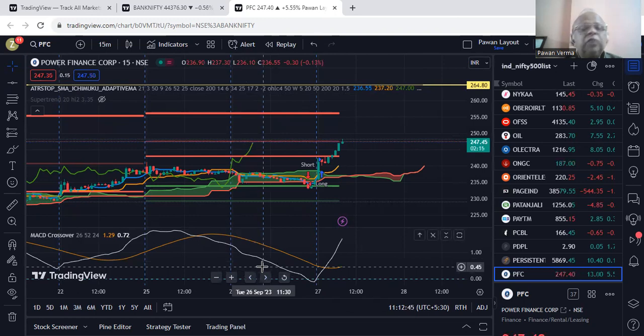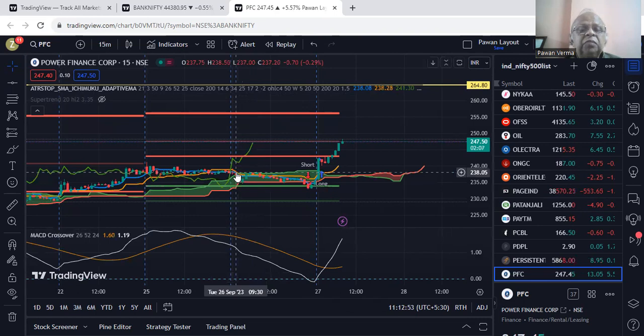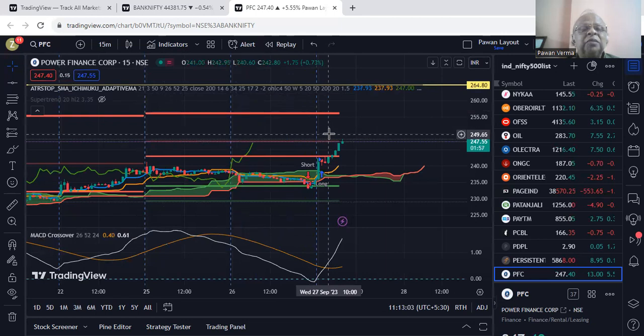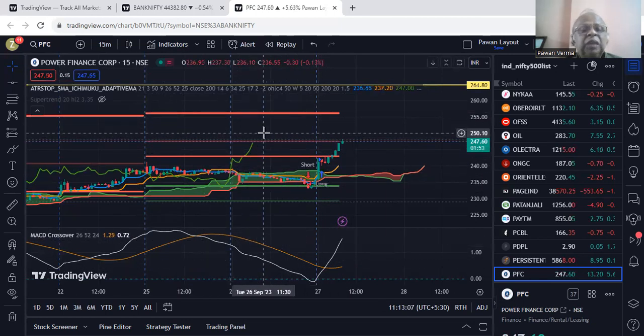See friends, what we are seeing in the PSP chart. What I have said, first see the position of the Chikou span. The Chikou span has a clear zone to move upward, and there is no resistance or any type of obstacle seen in this particular area. So the Chikou span is clear.